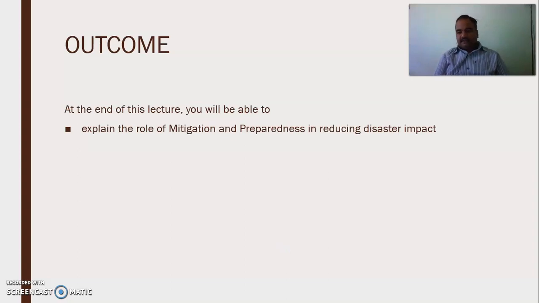In the current lecture, the outcome will be understanding the role of mitigation and preparedness in reducing disaster impacts. I hope by the end of this lecture, you will be able to explain the role of mitigation and preparedness in reducing the impact created by a disaster.